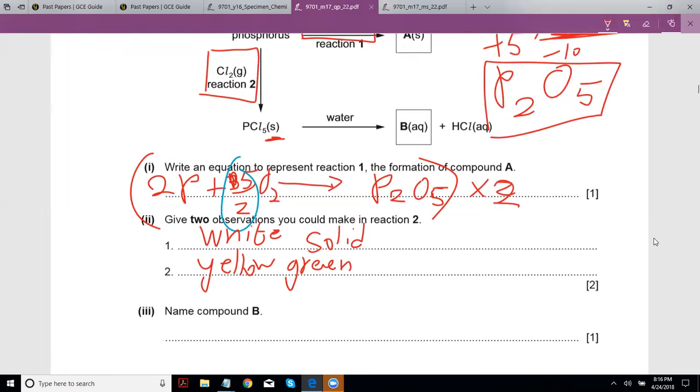But anyway, back to the paper. So yellow green gas. Basically, the idea is it decolorizes. You see the color disappear, decolor. What did I write? Okay. Yellow green. Sorry, let's keep it easy English. Color disappears.